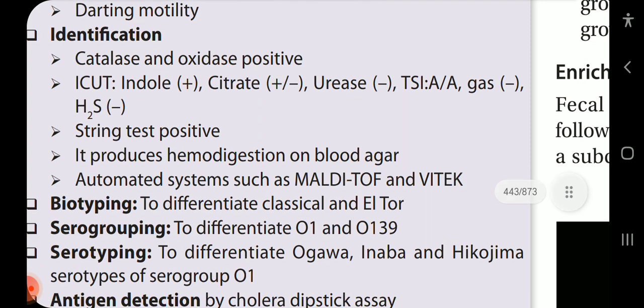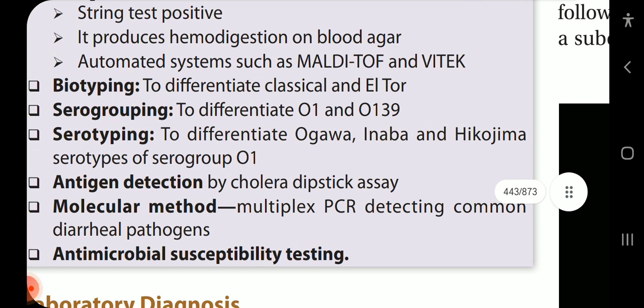Identification: catalase and oxidase positive, IMViC indole positive, citrate positive or negative, urease negative, TSI acid over acid, gas negative, H2S negative. String test positive, it produces hemodigestion on blood agar. Automated systems such as MALDI-TOF and Vitek. Biotyping to differentiate classical and El Tor.